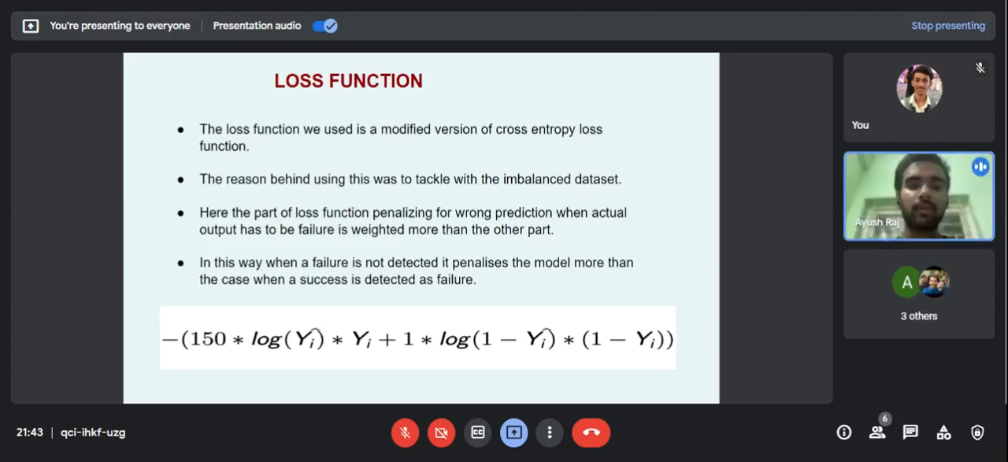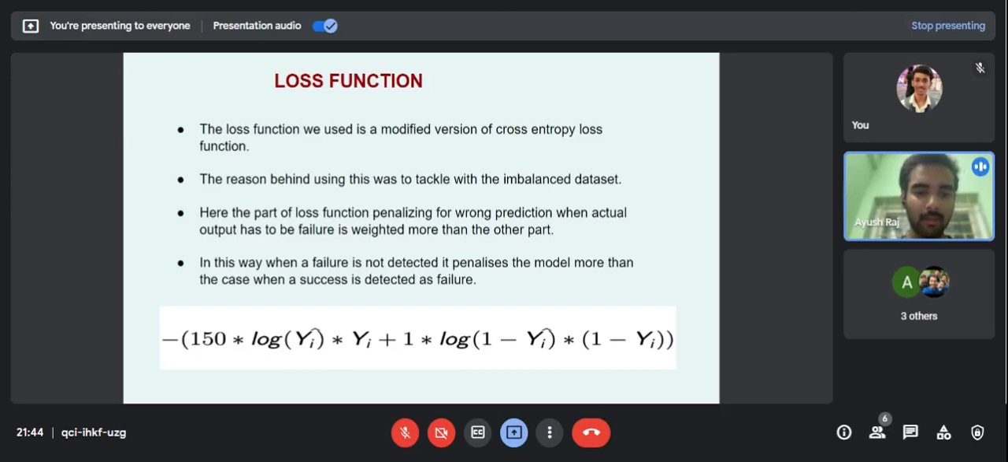Now we will talk about the modified version of the loss function we used in our weighted logistic regression model. On the screen you can see a modified version of the cross entropy loss function. In logistic regression we use the cross entropy loss function, but the loss function we used has weights associated with both the terms, where one is larger and one is smaller. The reason why we used this loss function was to tackle the imbalanced dataset, as we failed to use any type of sampling methods in the data engineering section.